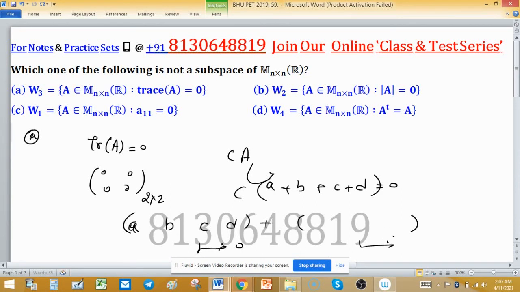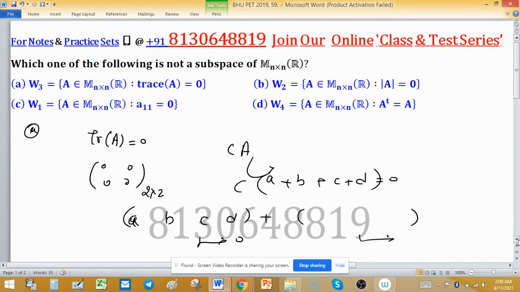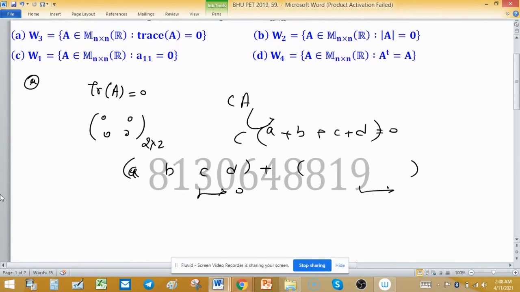So when we take the sum of the matrices, the sum of diagonal elements will be 0, meaning their trace will be 0. So option A is a subspace. Now come to option B. What is option B? In option B, the determinant of A is 0.